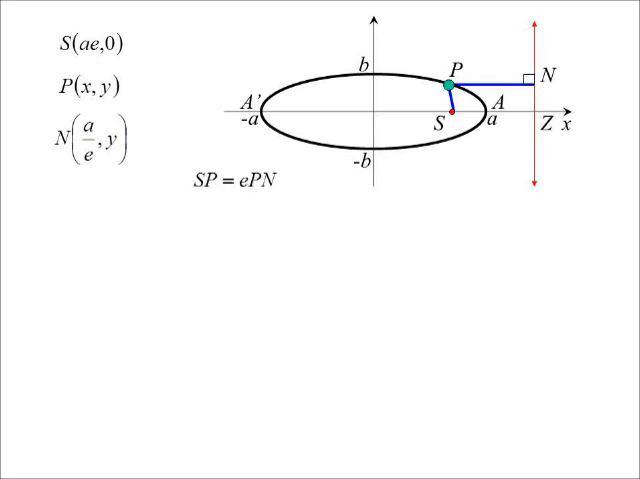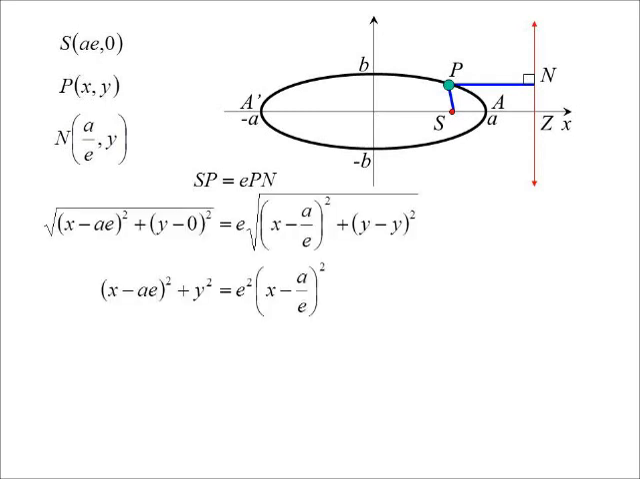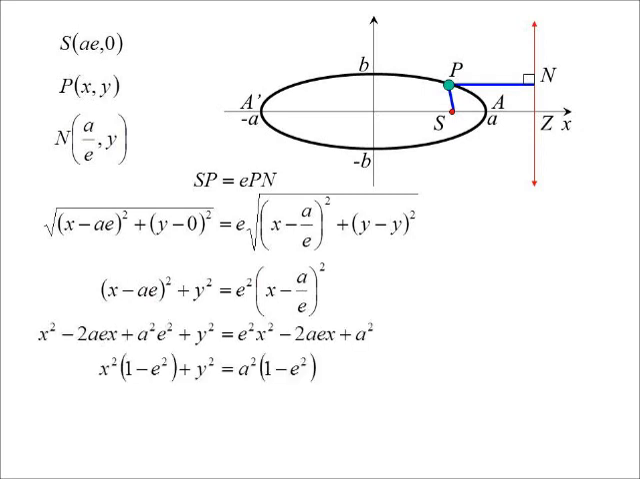So there it is, SP equals eccentricity times PN, subbing into our distance formula. Okay, square both sides, Y minus Y is obviously 0, so that bit disappears. It's still looking a bit messy.